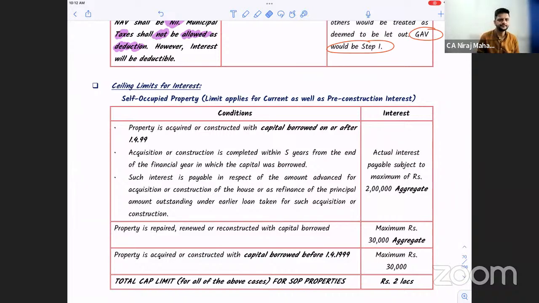We'll start. Okay. We'll go ahead, everybody. Chalo. Let's go ahead.